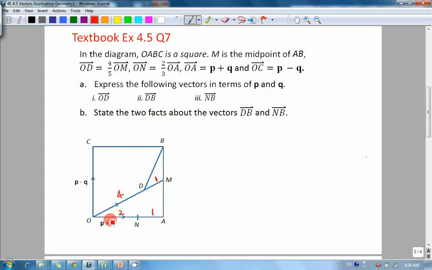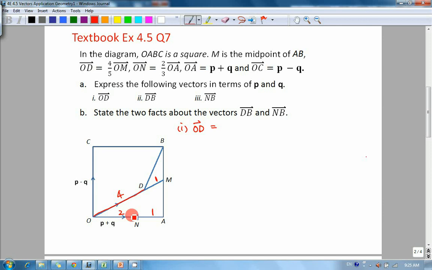Next, OA is P plus Q. Take note, OA is P plus Q, not ON. OC is P minus Q. Express the following. So first one, OD. I want to find OD.